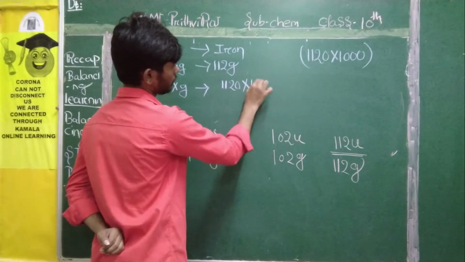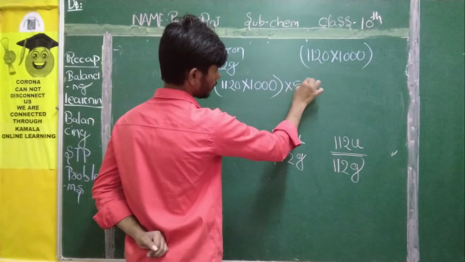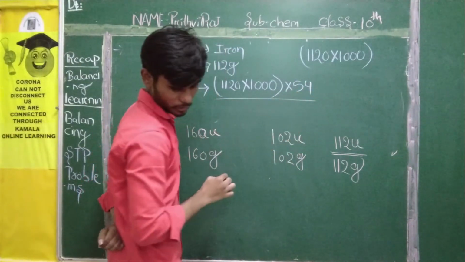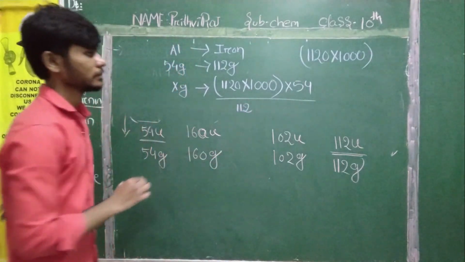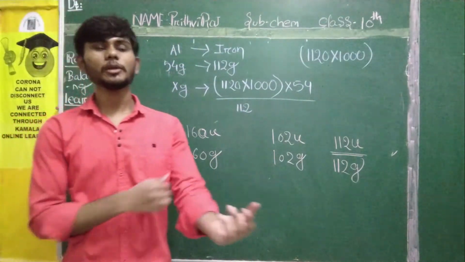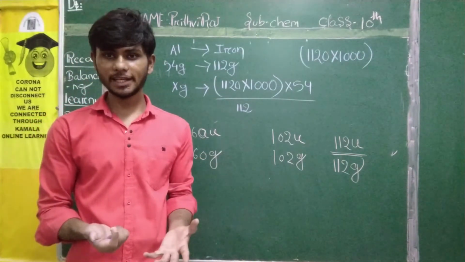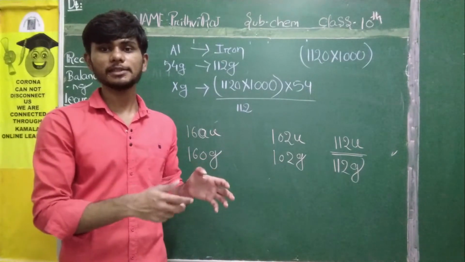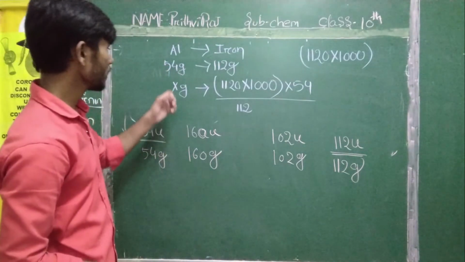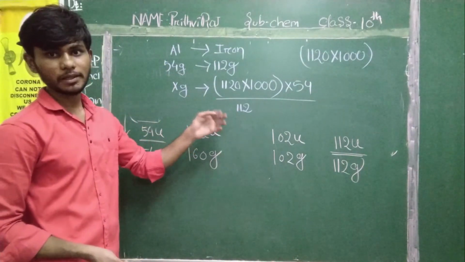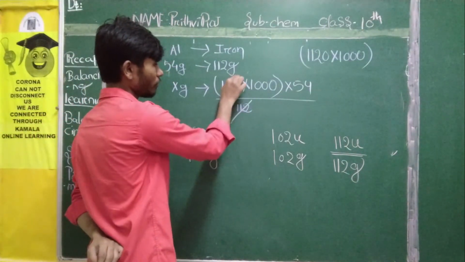1120 multiplied by 1000, again multiplied by 54, all divided by 112. You have done these kinds of mathematical problems in your childhood, in 8th class, 9th class. If this guy has this much, then one guy will get how much, then 54 guys will get how much. So see over here, I have written the direct step. Now you can cancel here: 112 and 112.